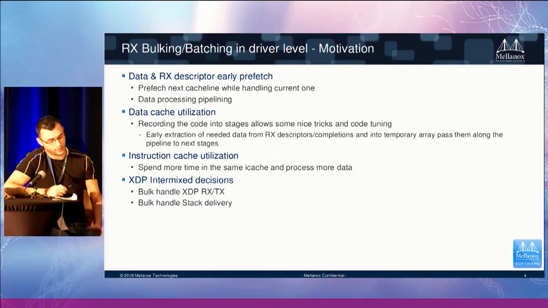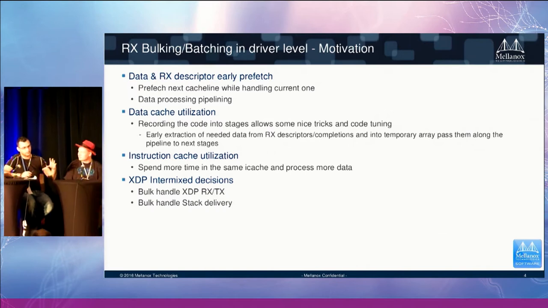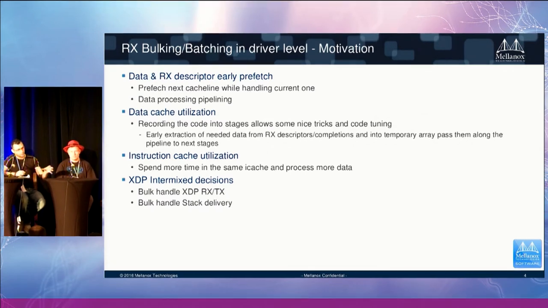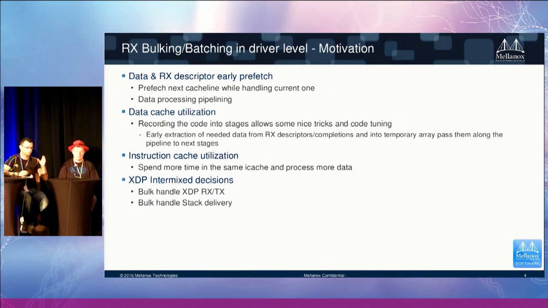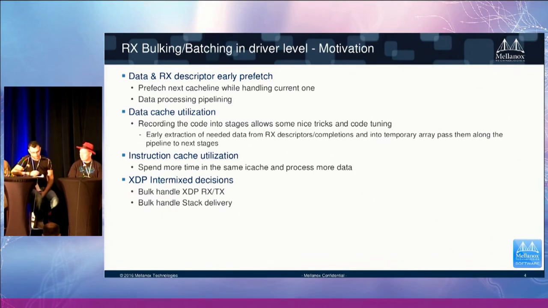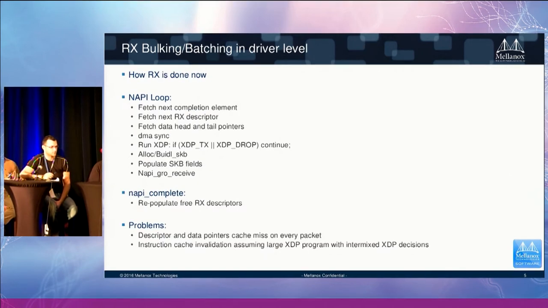It seems theoretically, because this is still under development, that when you have a large XDP program that, for example, drops every second packet and passes every first packet, the code of the receive path will move back and forth between the kernel and the XDP code. And we have to reload the instruction cache for the eBPF program that runs. So the idea is to bulk the XDP program to run on a specific amount of packets. We know that the XDP program is going to drop some of them. We will drop them, then go handle the other packets that are going into the stack. So this is a motivation.